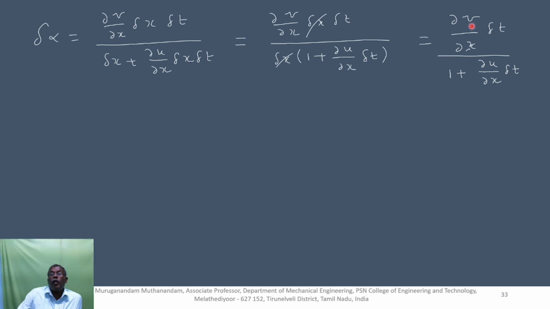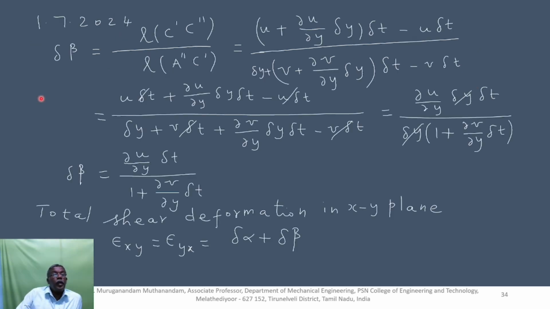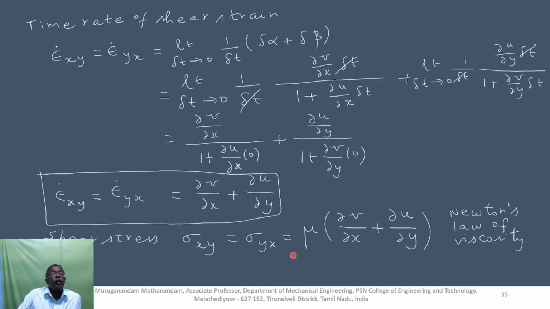which is shown here: partial v upon partial x delta t divided by 1 plus partial u upon partial x delta t. Similarly, delta beta can be written. The total shear deformation due to the rotation of the fluid element is delta alpha plus delta beta. Using the time rate of shear strain, the shear stress can be defined using Newton's law of viscosity. Sigma xy is equal to sigma yx is equal to mu partial v upon partial x plus mu partial u upon partial y.